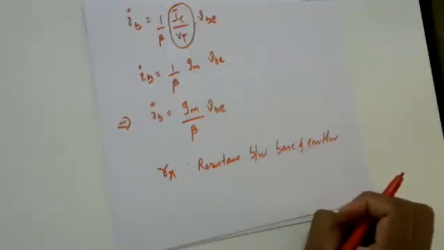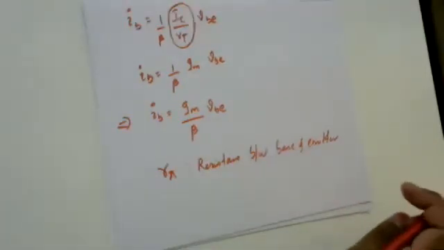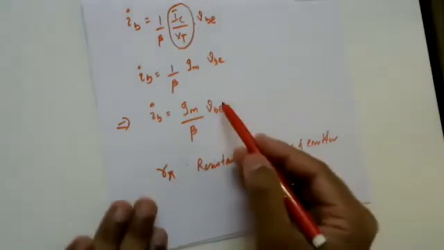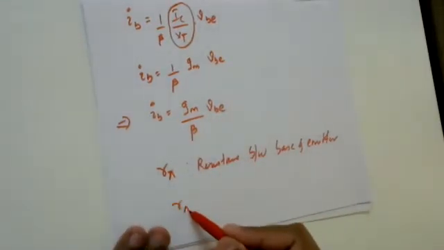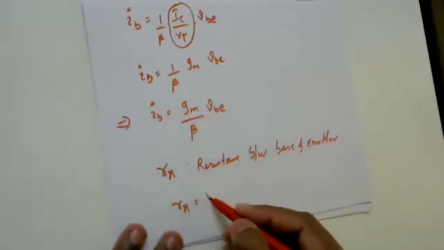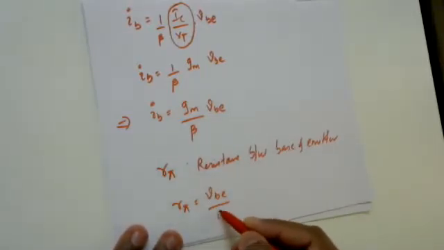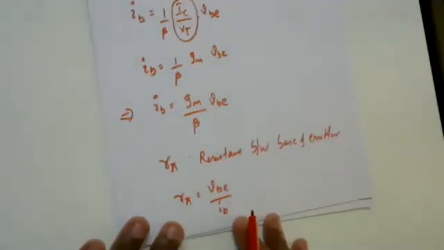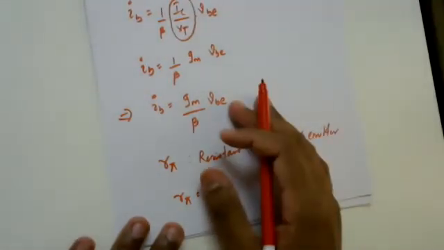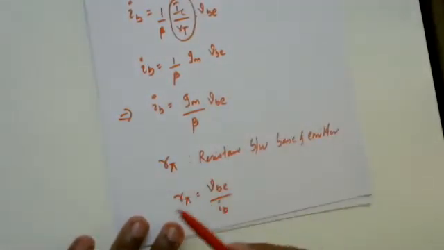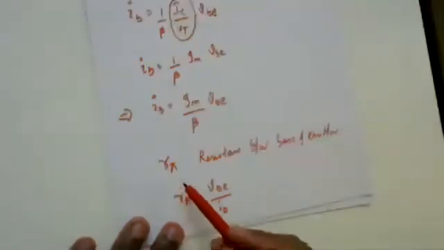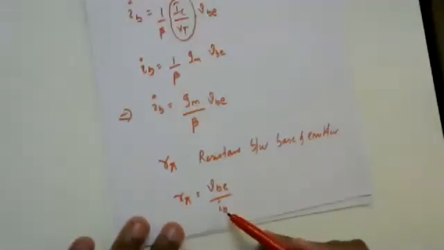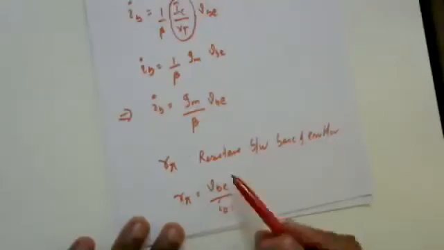And how can I define this r pi? I can define this r pi as VBE by ib. I can define this r pi from this equation as VBE divided by ib. Remember, this is a resistance between base and emitter. Concentrate on your Ohm's law. You are writing an equation for resistance, so it has to be a ratio of voltage by current.